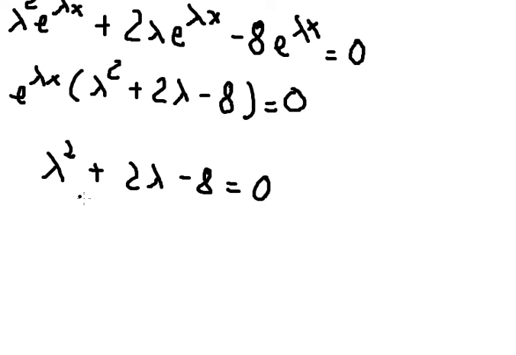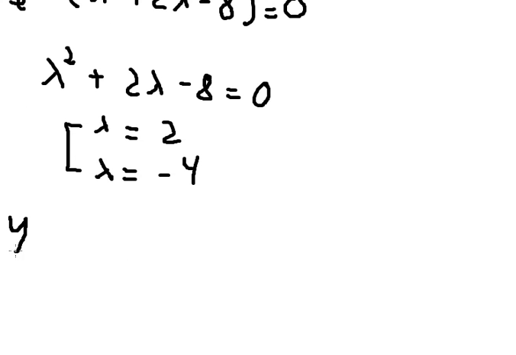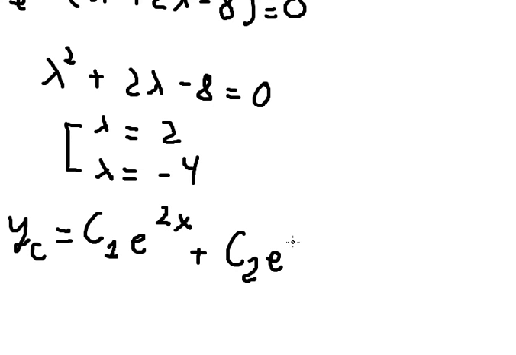And now we have two solutions in here. That is lambda equals positive number 2 and lambda equals negative number 4. So in this situation, yc equals c number 1, the constant number 1, e to the power of 2s, since we change lambda into number 2, and we have c number 2 e to the power of negative 4s. And this is the complementary solution.